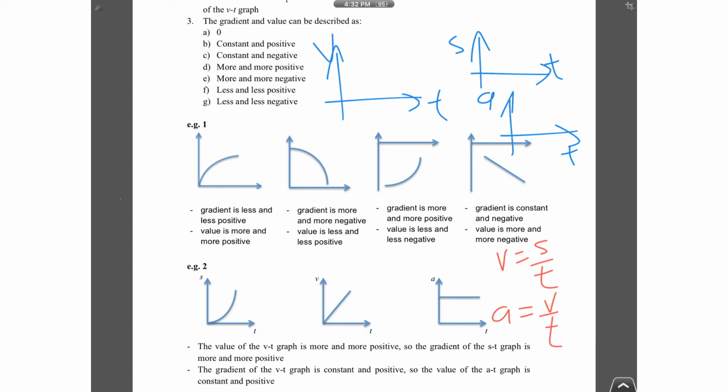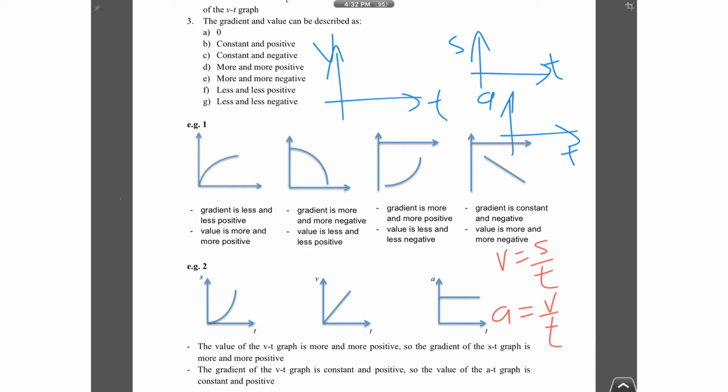Now, let's do the basics. When you describe gradient and values, I want you to describe them in terms of 0, constant and positive, constant and negative, more and more positive, more and more negative, less and less positive, less and less negative. Easy to remember now. Because 0, then it's constant positive, constant negative. More and more positive, more and more negative. Less and less positive, less and less negative. You understand now? Now, for example, let's look at this graph.